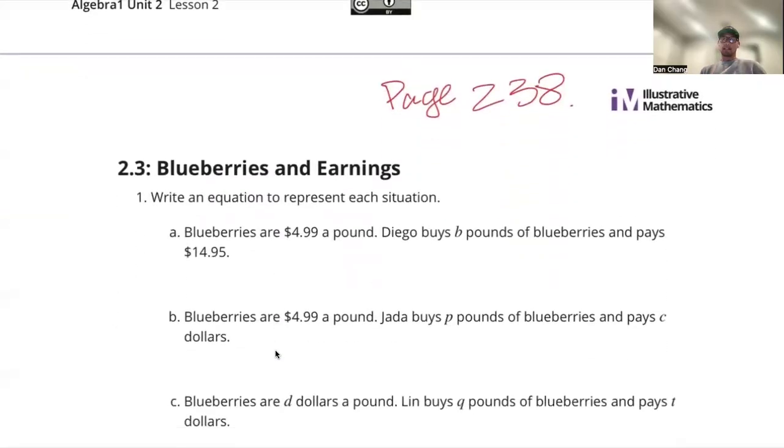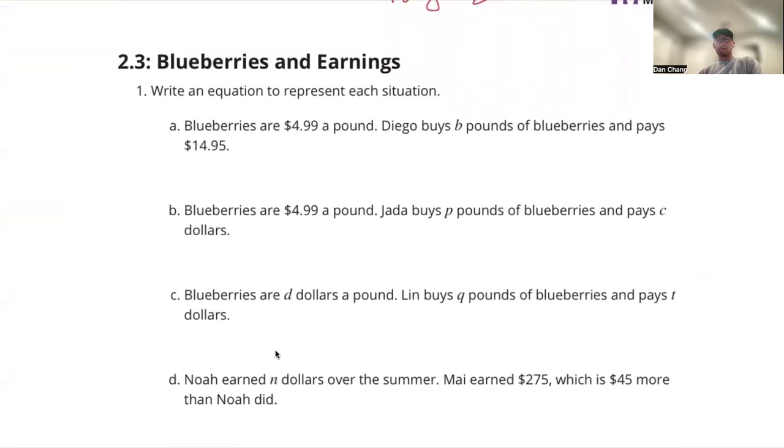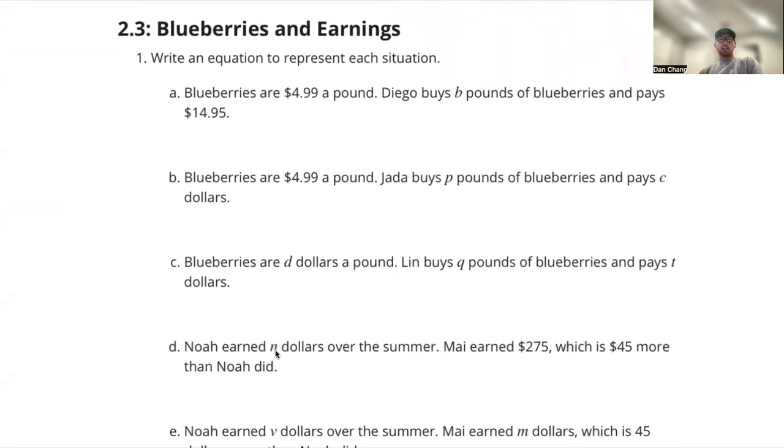We're looking at student task statements. So go to page 238. You guys are going to work first on activity 2.3, blueberries and earnings. Earning is how much money you make.